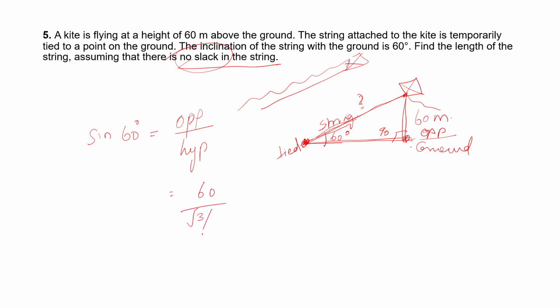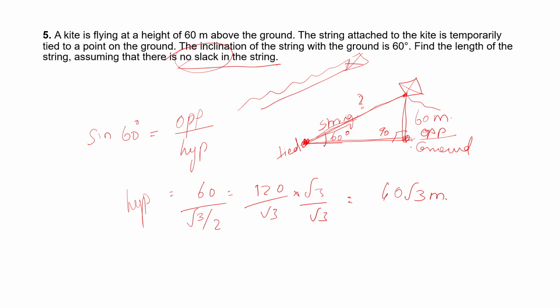60 by root 3 by 2, so that will be the value of the hypotenuse. 120 by root 3. Again multiply and divide by root 3. Then it will become 40 root 3. This we can solve, you can solve very well, very easy.